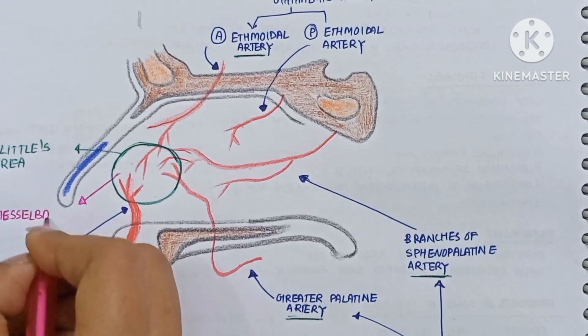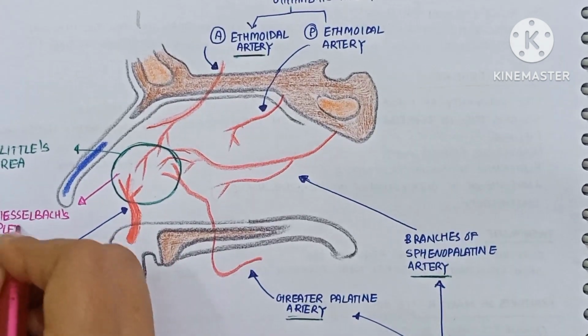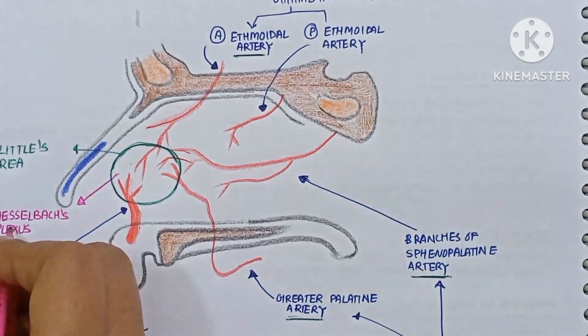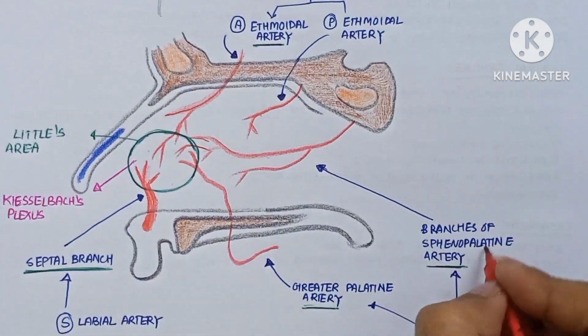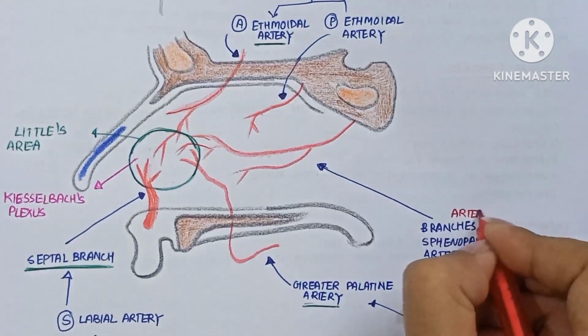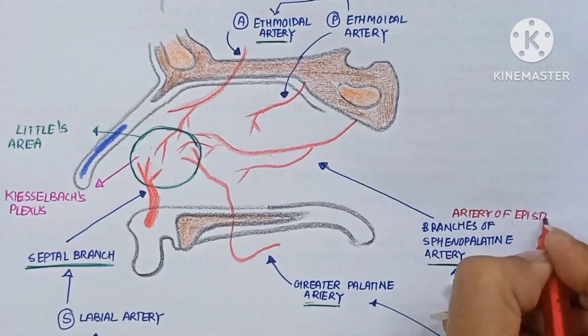This area is exposed to the drying effect of the inspiratory current and to fingernail trauma, and is the usual site of epistaxis in children and adults. This is the area of epistaxis.